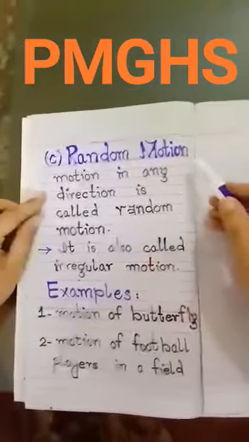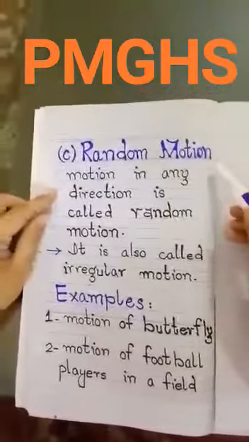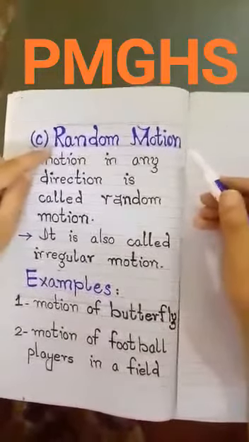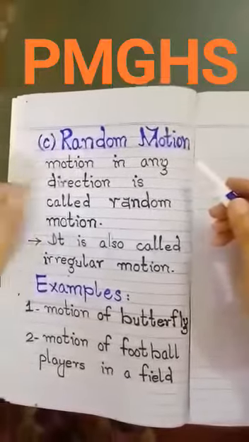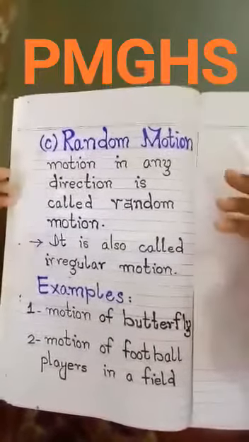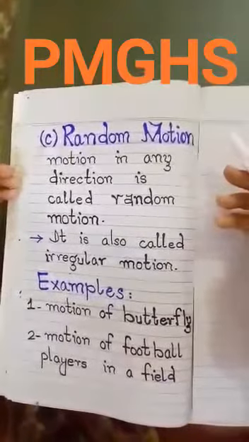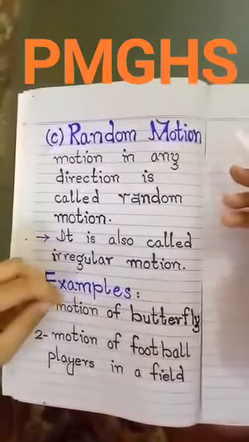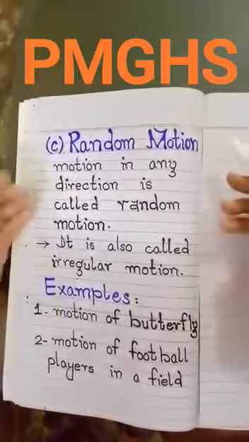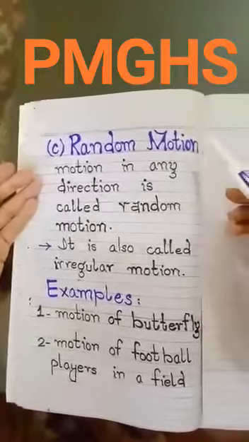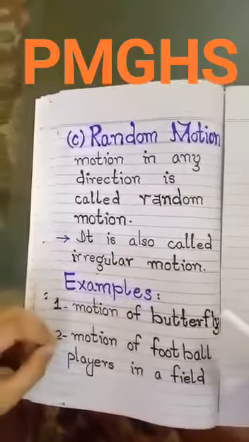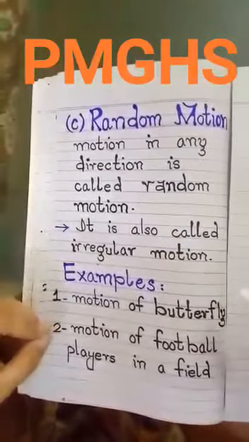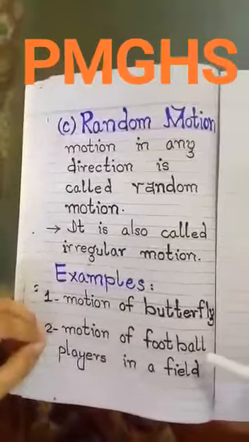Third type of translatory motion is the random motion. The word random means irregular, so this motion is also called the irregular motion. It is a motion performed by a body in any direction. Here the direction is not fixed. When the butterfly moves, it performs the random motion. When the football players play in the football ground, they perform the random motion.